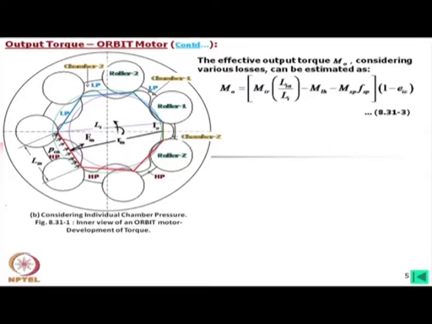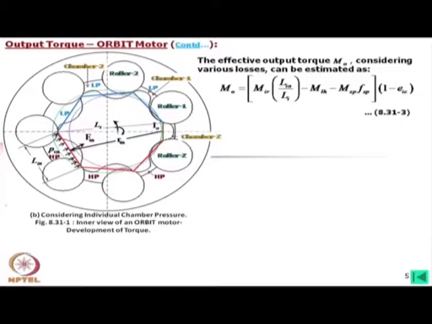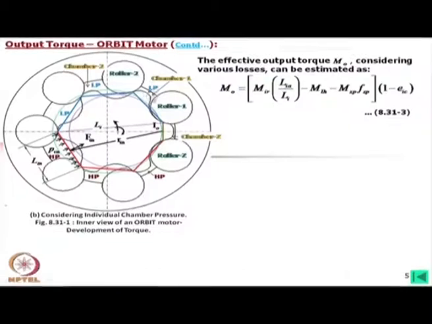In that case, we should consider several losses. One is that at those contacts, when this is moving on that, earlier we examined that this has both rolling as well as friction.